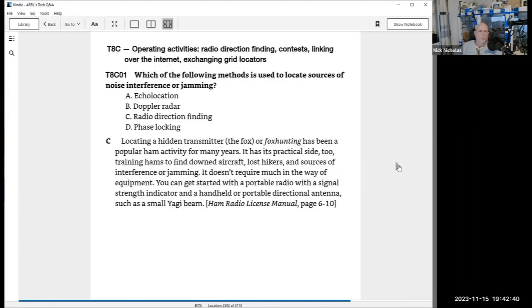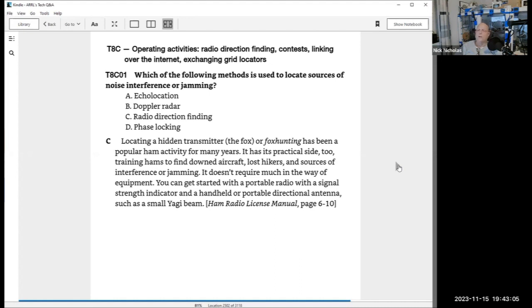Oh, and by the way, it's kind of cool to hear your own voice coming back after you've said it. Don't leave it on, listening to it, because it will drive you crazy when you're trying to talk, hearing your echo. Which of the following methods is used to locate sources of noise, interference, or jamming? And the answer here is radio direction finding.